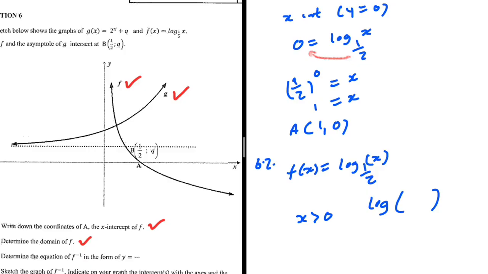If you put 0 in log, you're going to get undefined. If you put a minus number, you're going to get undefined. So here we need whatever is in here to be greater than 0. But in our case, we just have x. So x is greater than 0.